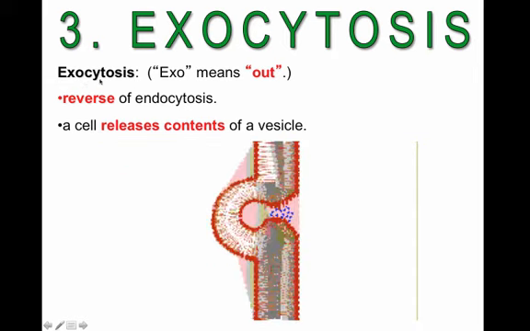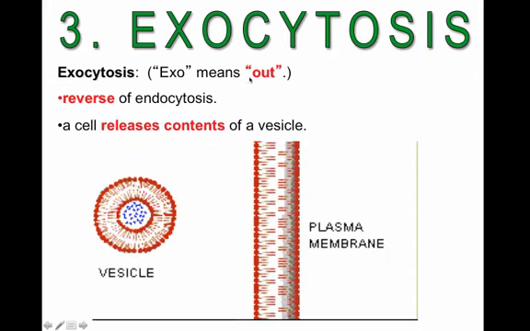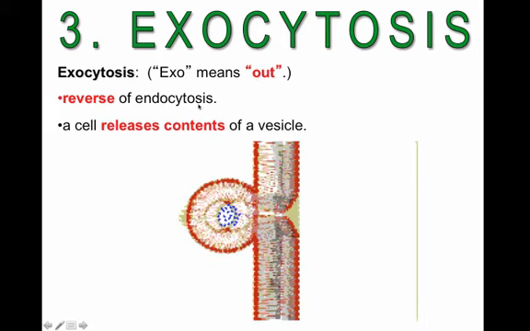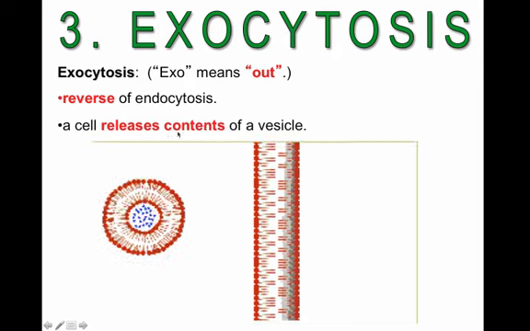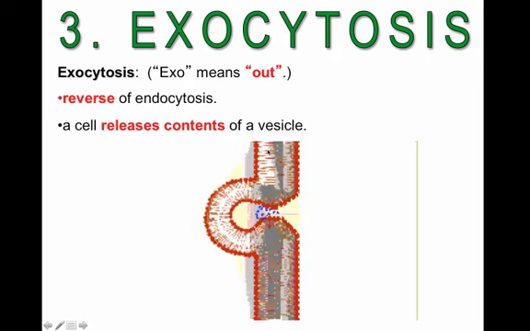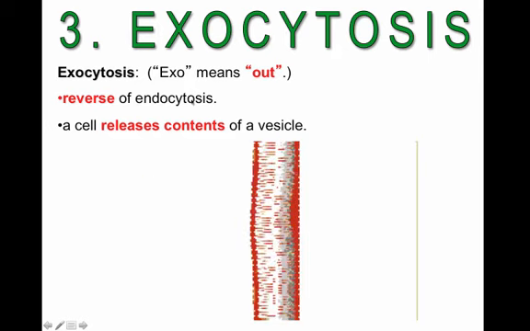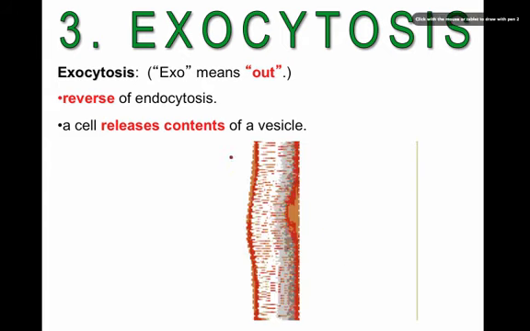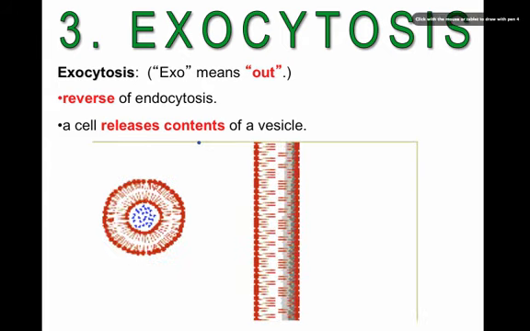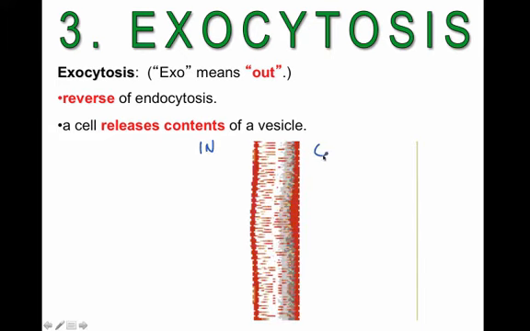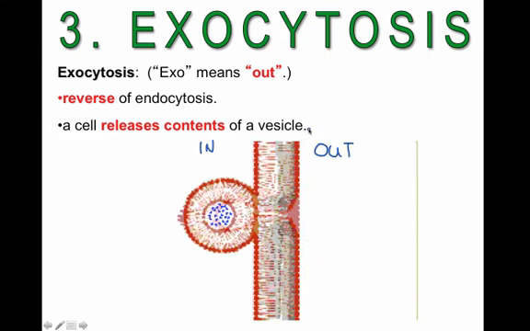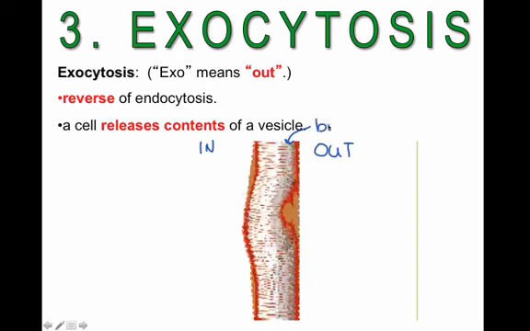And this last process here is exocytosis. And so exo means out. It's the opposite, the reverse of endocytosis. And so this is where we look at the cell releasing contents of a vesicle to the outside of the cell membrane. So in this diagram here, this would be the inside of the cell, this would be the outside of the cell, and here's this phospholipid bilayer that we see.